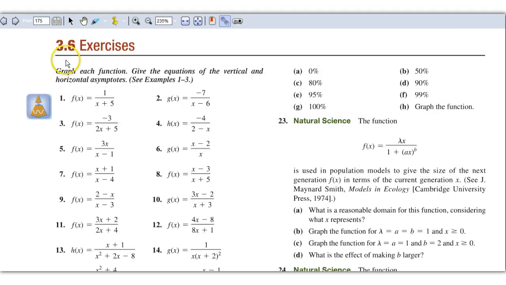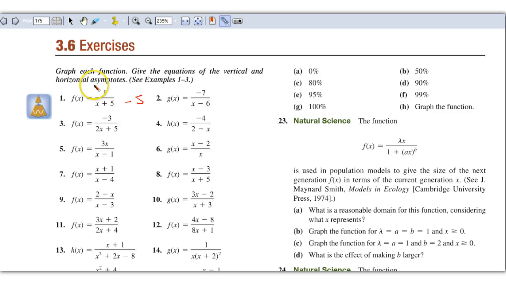This leads us to our exercises, and you'll be doing some of your study plan. But let's just look at some of these. Now, what would be your vertical asymptote here? Remember, equate this to 0. That's going to be a -5.